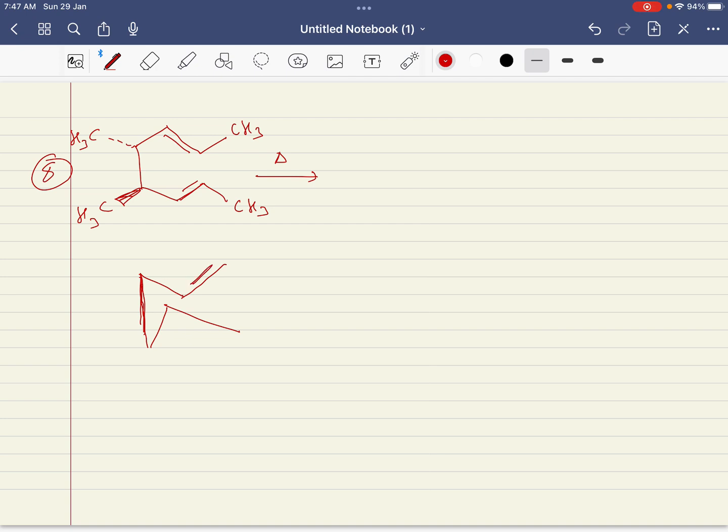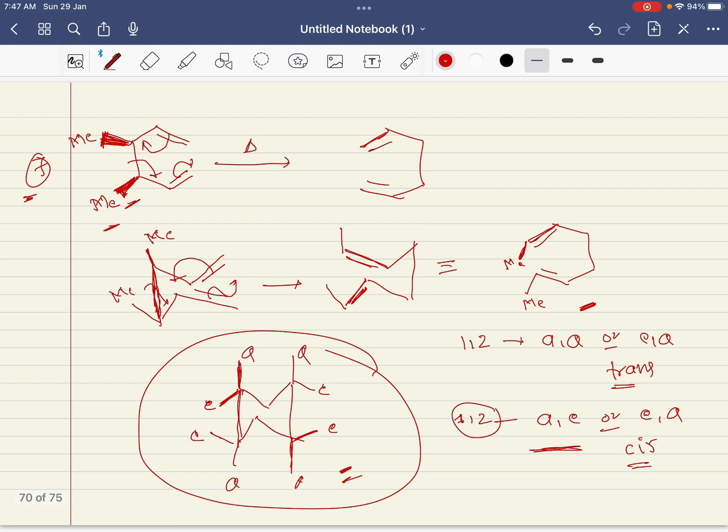Here both are trans. So we'll write a trans here. Look at here. This is a trans. Here also trans is there. We'll write like this. Look at here. At 1,2 position, it is a trans. At 1,2 position, trans means what you have to do? You have to place either axial or equatorial. We'll place equatorial.